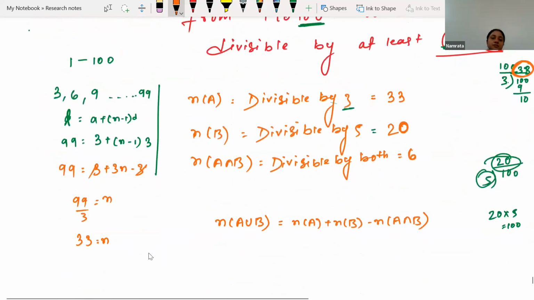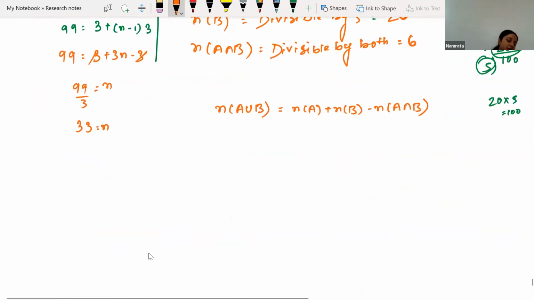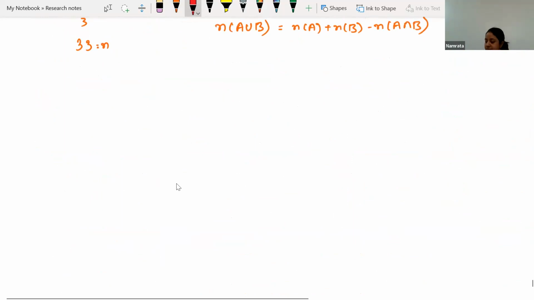Yes, ma'am. Similarly, when we have three cases, we will use the same way and go ahead. Okay? Now let's do the other concept.